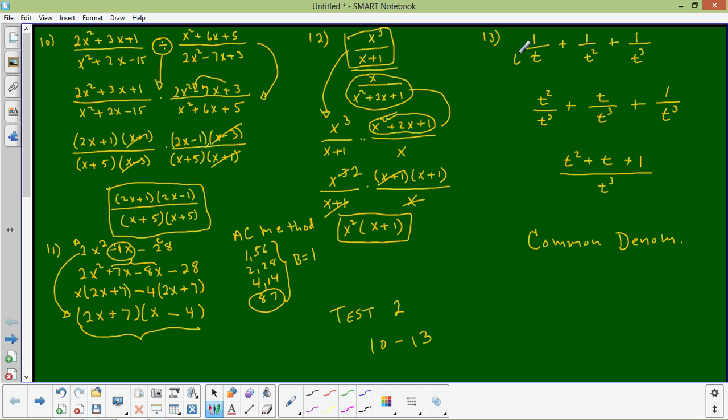So the first fraction would be multiplied by t squared over t squared. The second fraction would be multiplied by t over t. So that's still the form of 1, so you're not changing the value of anything. That then gives you, and of course the last fraction is all set because it's already a t cubed. And now we have our common denominator, and we write it as t squared plus t plus 1 over t cubed. And you're finished right there because there's no canceling. t squared plus t plus 1 is algebraically prime. There's no more factorization that can be done there.